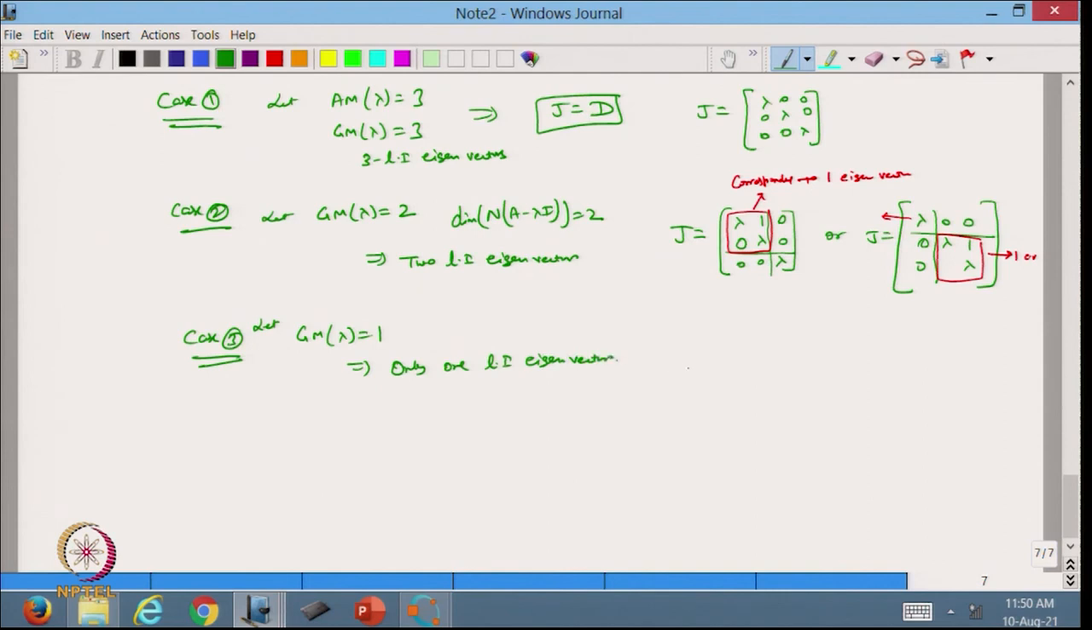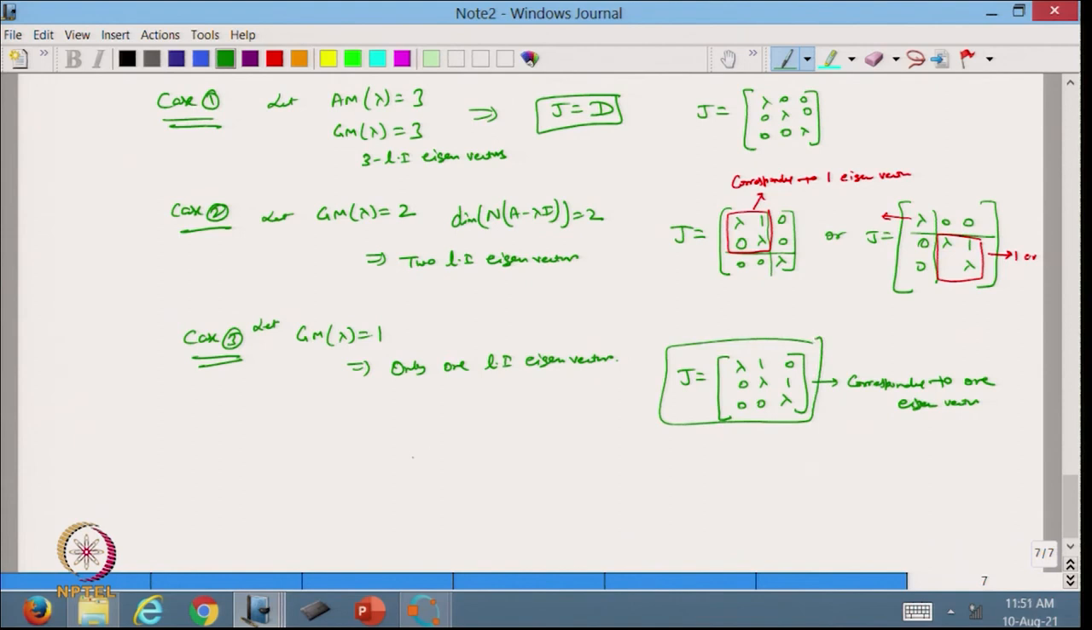In that case I will get my matrix as lambda, lambda, lambda, with 1 written just above the lambda and 1 here, and 0, 0, 0. So, it is a type of upper triangular matrix, and this is my Jordan block, corresponding to one eigenvector. So, this is my Jordan form of the given matrix.